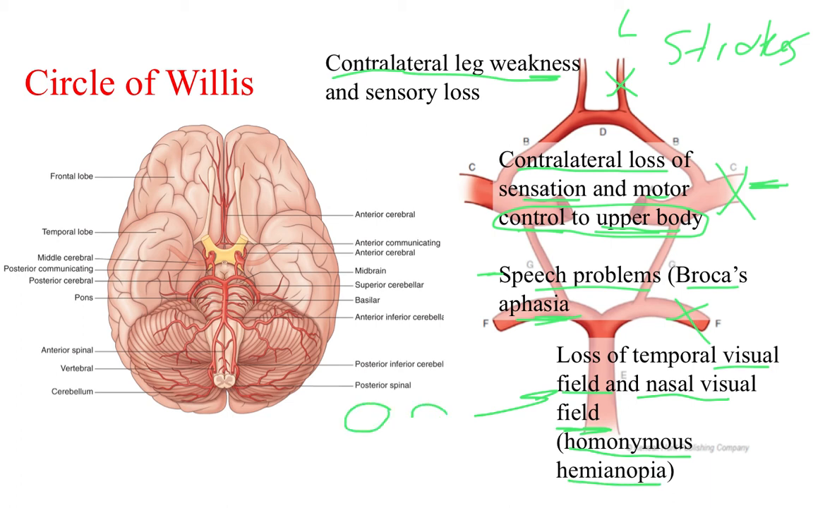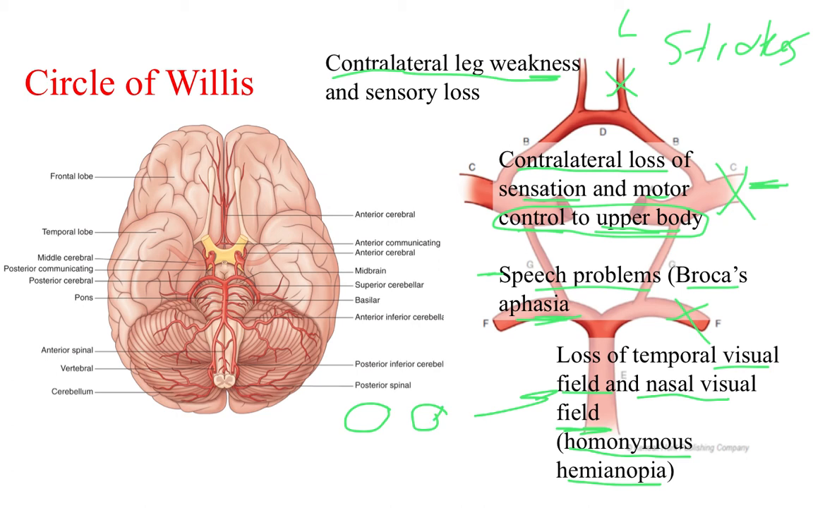So, here are your eyes and the way they're connected. So the posterior cerebral artery, of course, would go to the back of your brain, and that's the occipital part of the brain, and that processes visual information.